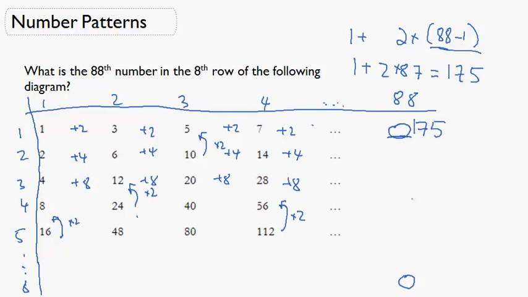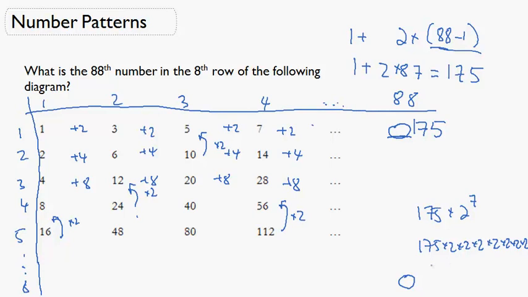And now we want to figure out what is the 88th number, but in the 8th row. So we times 2 a few times. How many times do we times 2? A total of 7 times, because to get to the second row, we times 2 once. To get to the third row, we times 2 twice. So to get to the 8th row, we times 2 7 times. So the answer is 175 times 2 to the 7th, or 175 times 2 times 2 times 2 times 2 times 2 times 2 times 2.